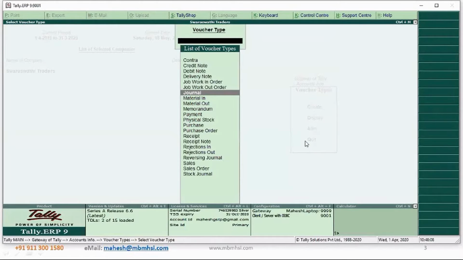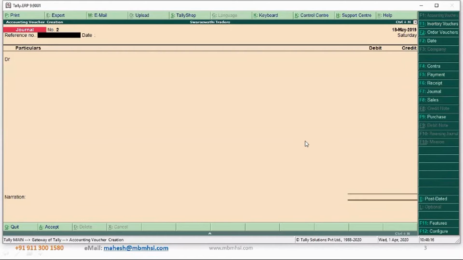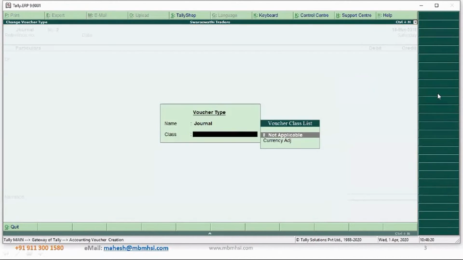Okay, this is the master configuration that you are supposed to do. Once you do this, you can go to accounting voucher, journal. Once you click on journal, it asks you which class you need to use. If you are using it for a normal transaction, just say not applicable. But if you are doing a foreign exchange adjustment entry, then you select this foreign exchange adjustment.